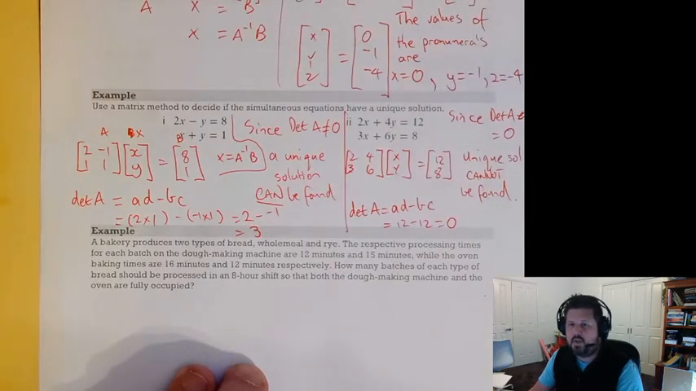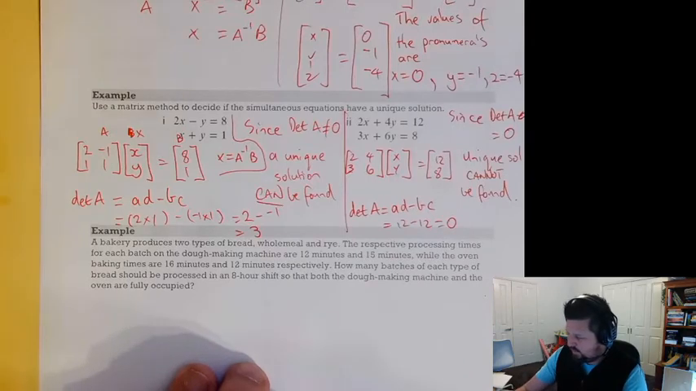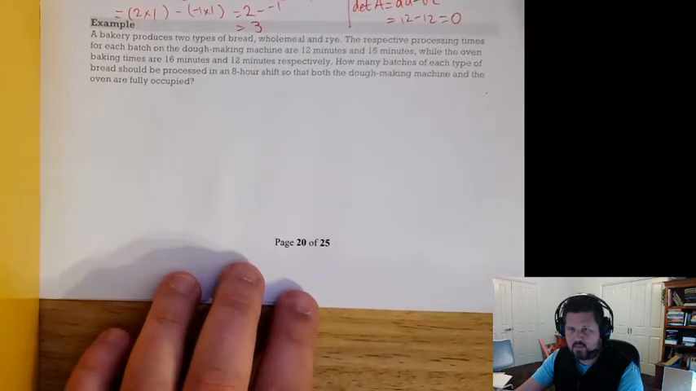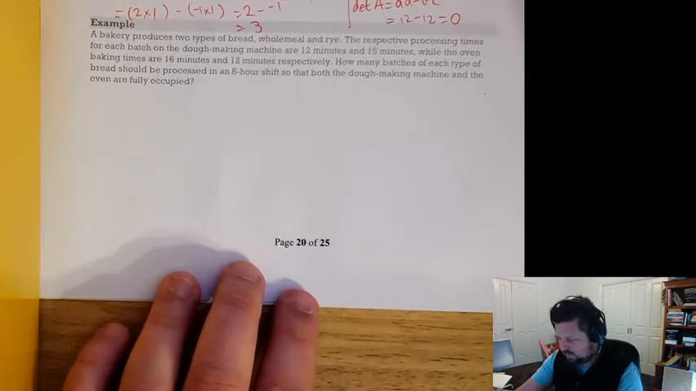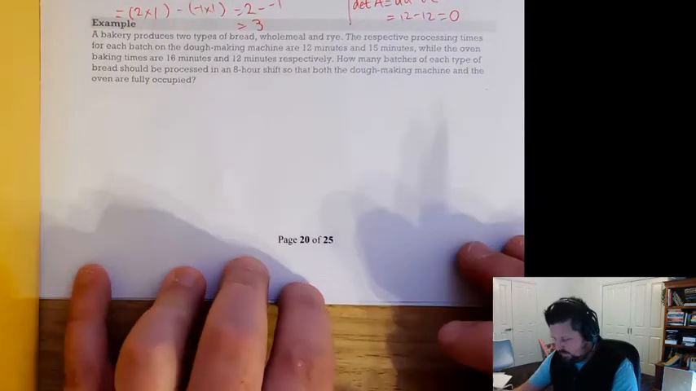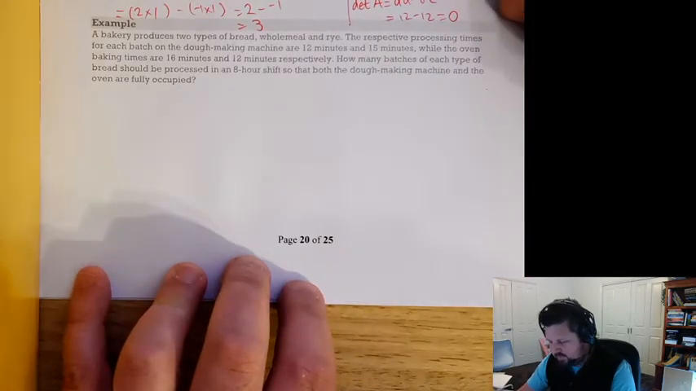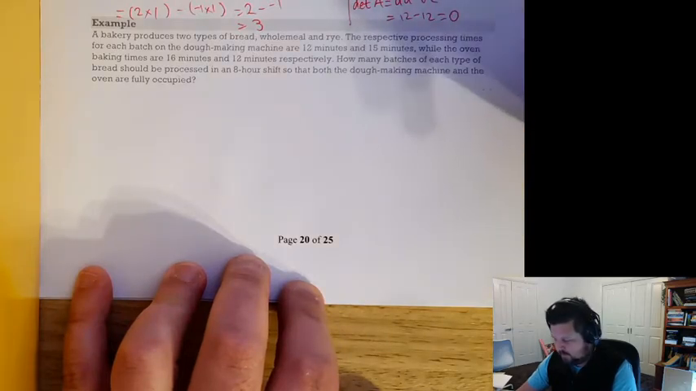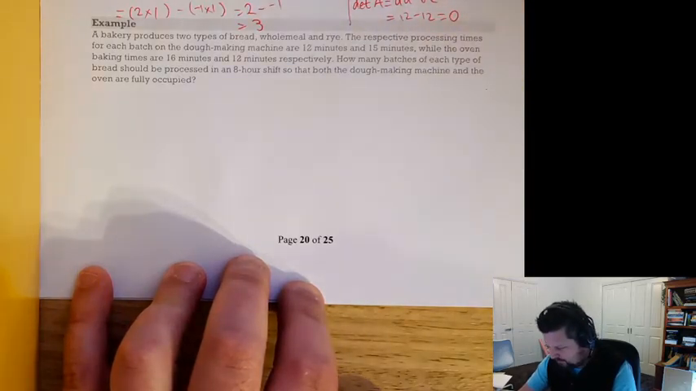Cool. One last question for us to have a look at. Oh, cool. It is a worded example. Nice. What's happening here? Oh, it's the bakery. It says here, a bakery produces 2 types of bread. We've got wholemeal and we've also got rye bread. It says the respective processing times for each batch on the dough making machines are 12 minutes and 15 minutes. So that means 12 minutes for the wholemeal and 15 minutes for the rye on the dough making machine.